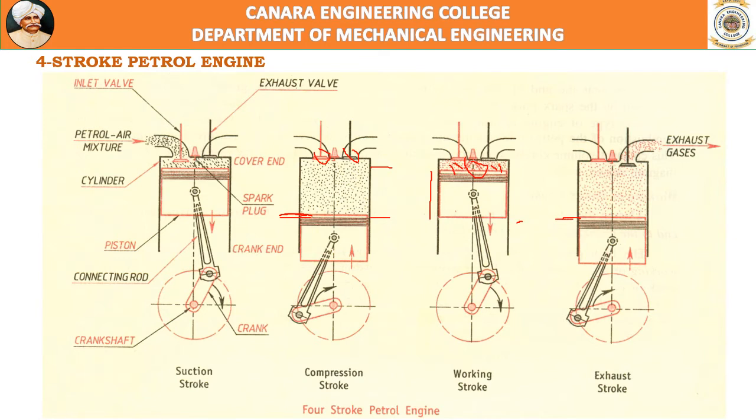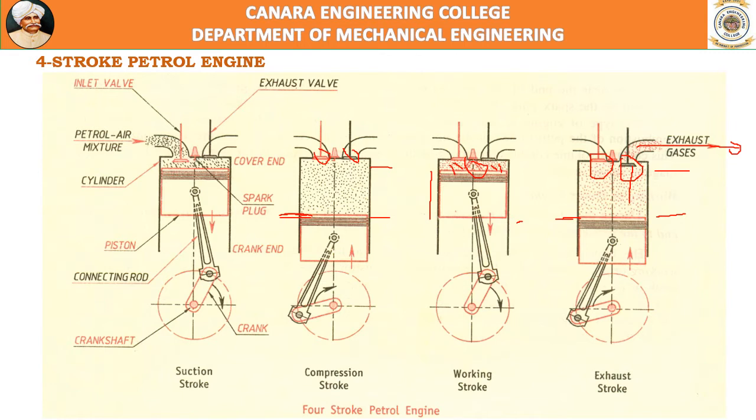Then at the end of this, see here, the exhaust valve opens. This remains closed. The inlet valve remains closed. The piston moves from BDC to top dead center, during which the exhaust valve is opened and the products of combustion are thrown out to the silencer. So these are the four strokes.